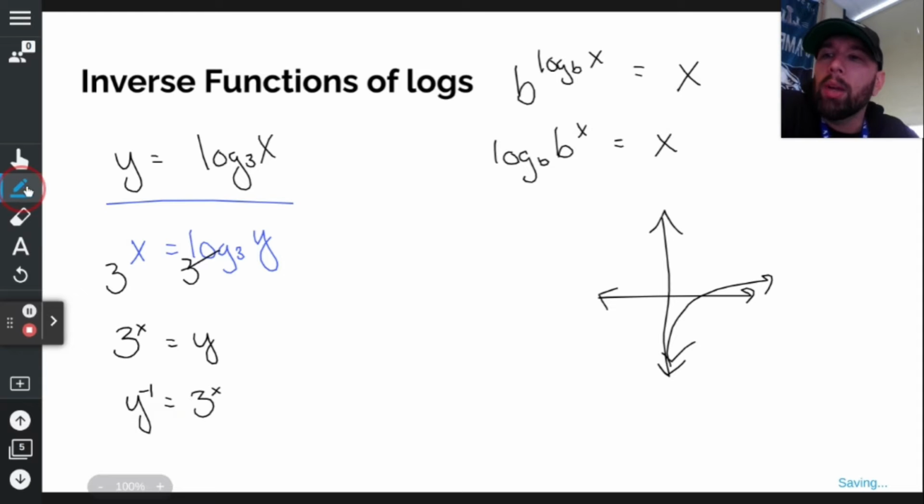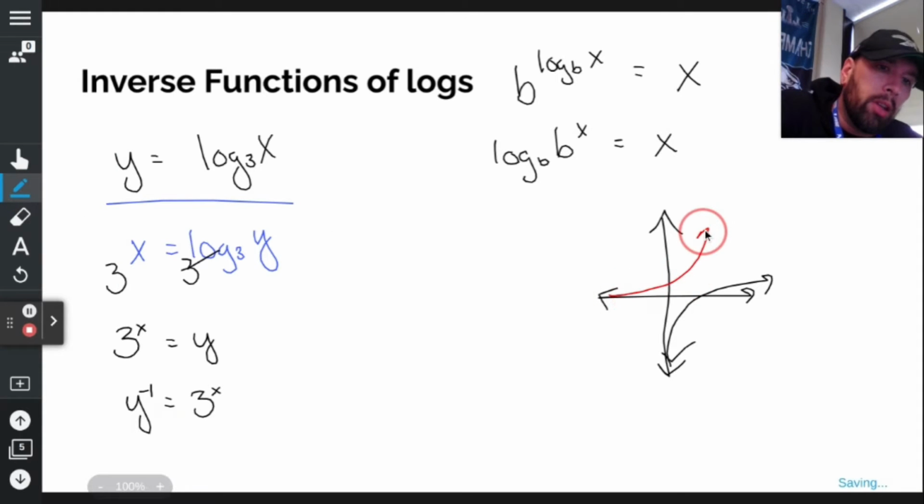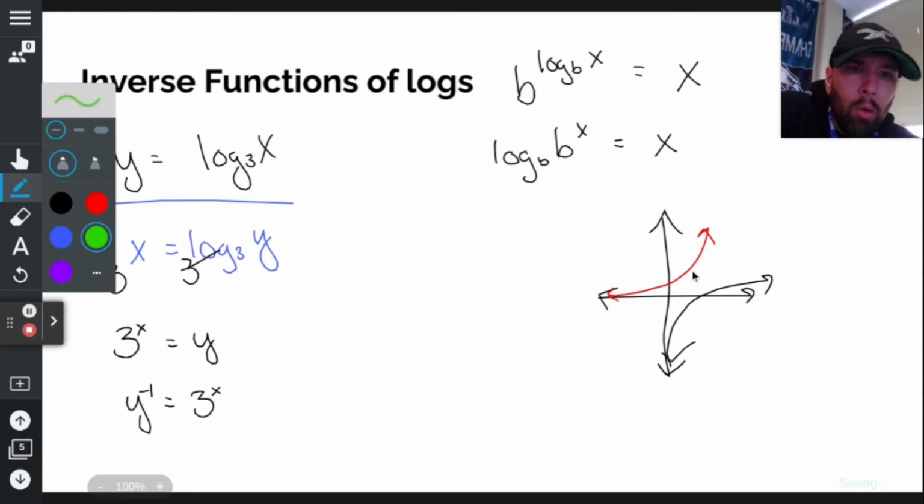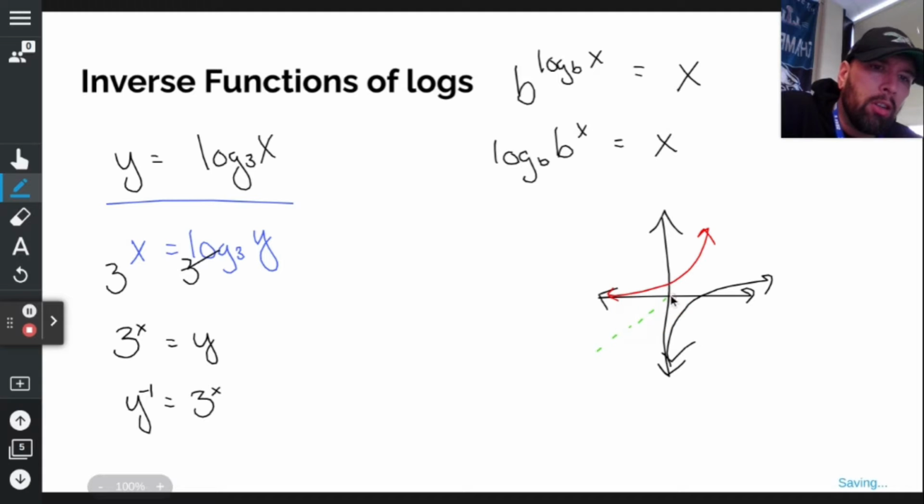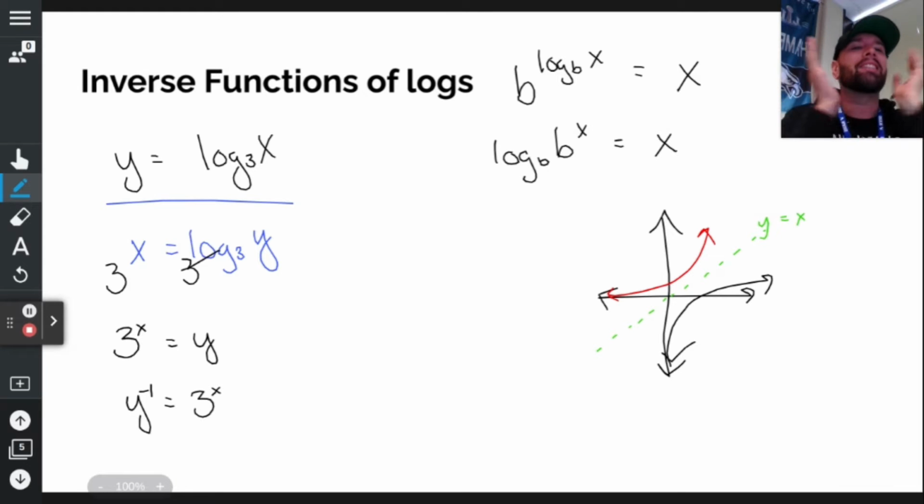And then what we have is an exponential function, and I know exponential functions look like this. If you're wondering, I know that is a reflection over the y equals x line. That is a reflection over the y equals x line. A phrase that's very difficult for me to say, but I did it.